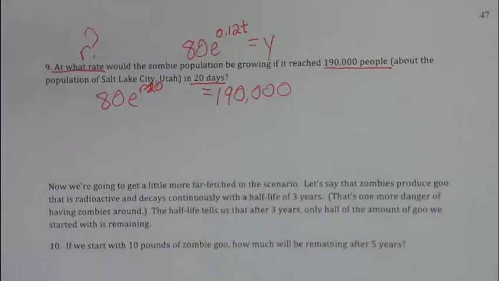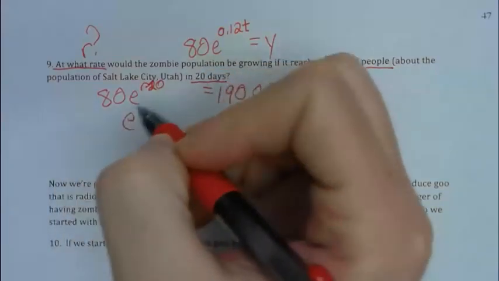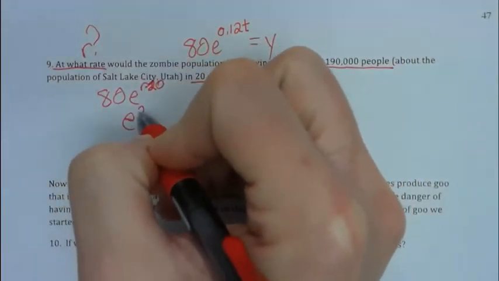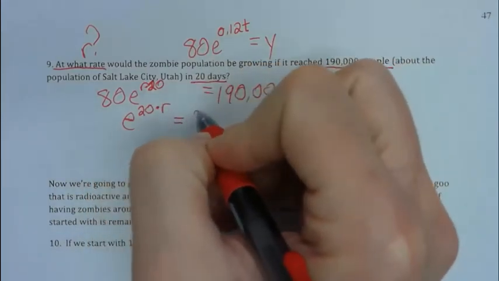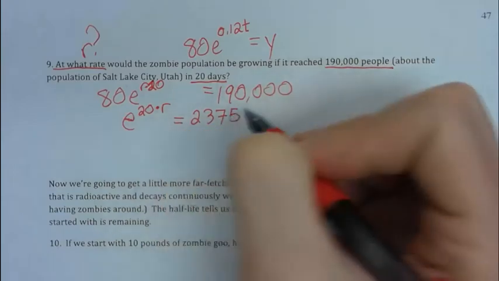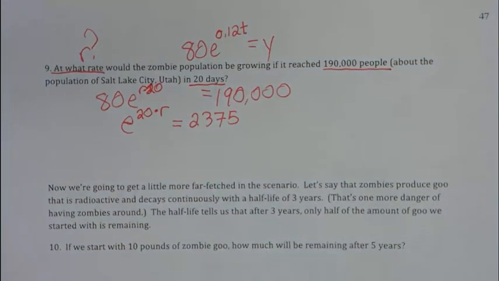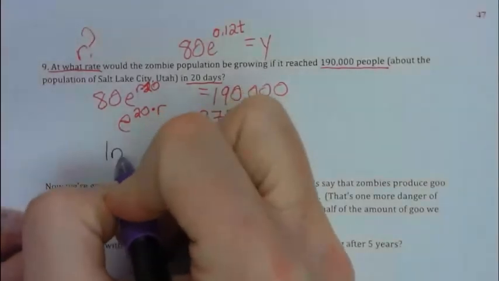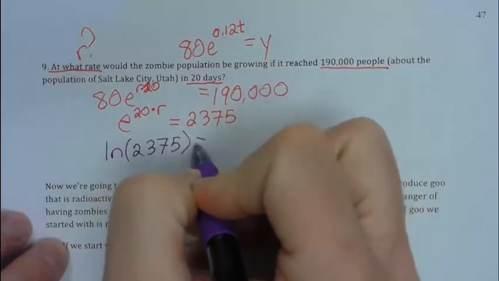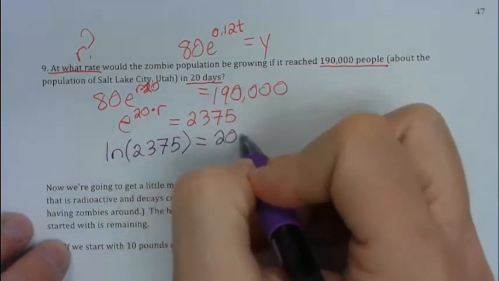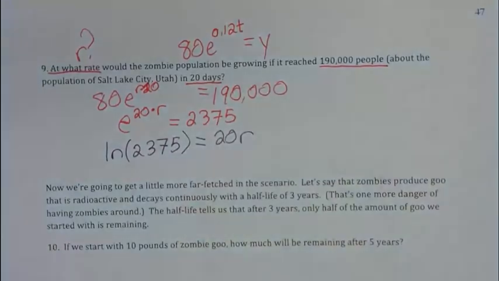So now if we divide by 80 on both sides, 190,000 divided by 80 is 2,375. So it'd be like e to the 20 times our unknown r for rate equal to 2,375. Now we can rearrange it into a natural log. So the natural log of 2,375 equals 20r. And now we're just dividing by 20 instead.